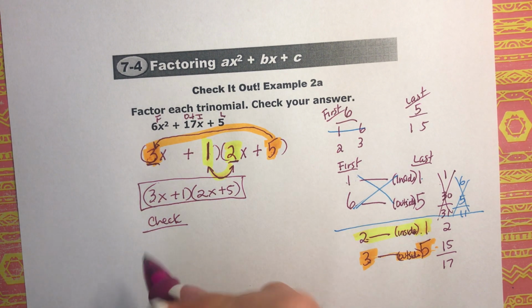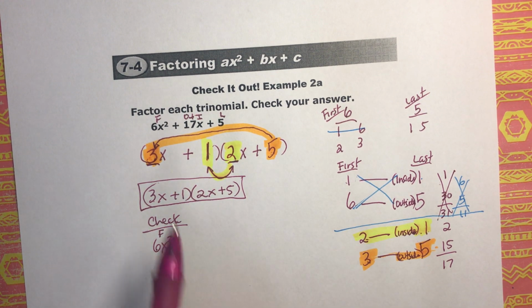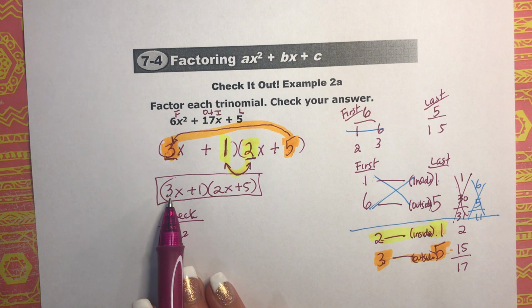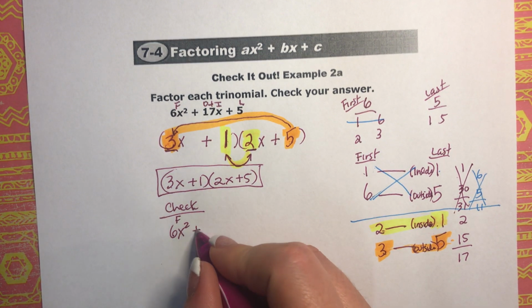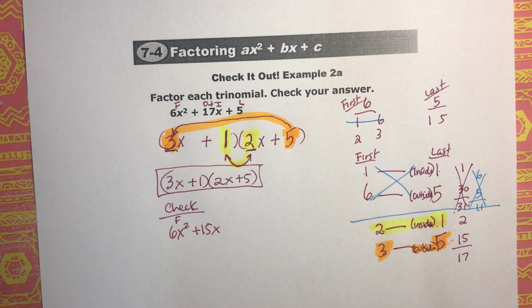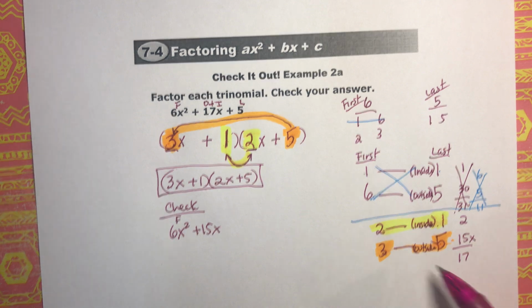3x times 2x, which is 6x squared. Okay, that's our first. Then we're going to do our outside, which is 3x plus 5x, which is 15x. And that's what you get here, 3 times 5, which is 15x, okay, which is the outside, right?